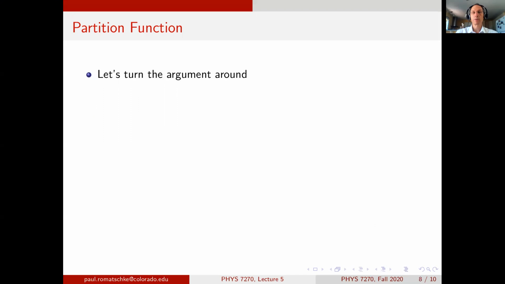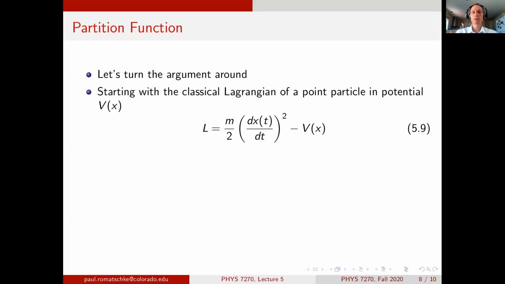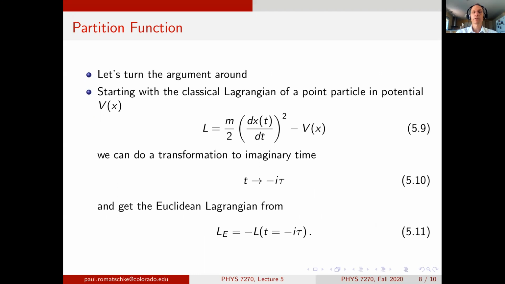We can, of course, turn the argument around. If we start with the classical Lagrangian of a point particle in a potential V, then L here describes this classical Lagrangian. It's just kinetic energy minus potential energy. If we then do a transformation to imaginary time by replacing t with minus i tau, we get the Euclidean Lagrangian by identifying L_E as minus the standard Minkowski Lagrangian evaluated at this imaginary time.